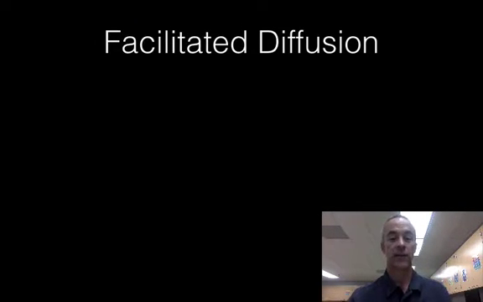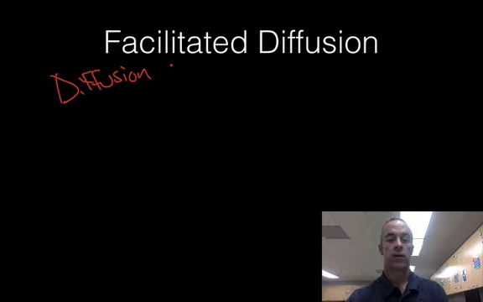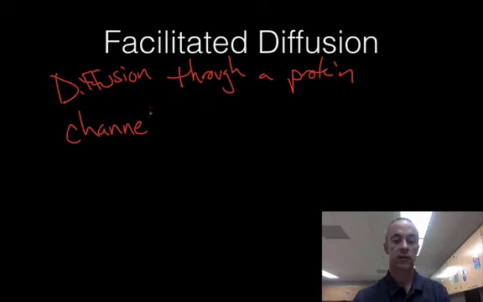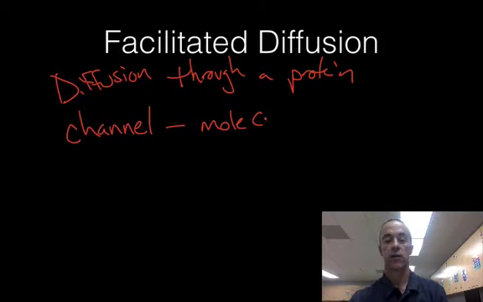All right, our next form of passive transport is facilitated diffusion. So again, this is diffusion, but it's specifically diffusion through a protein. There's a couple different kinds of proteins that are involved in this. There's what we call channel proteins, and exactly as the name implies, they're just an opening or a channel for molecules to pass through. So molecules diffuse through an open channel.